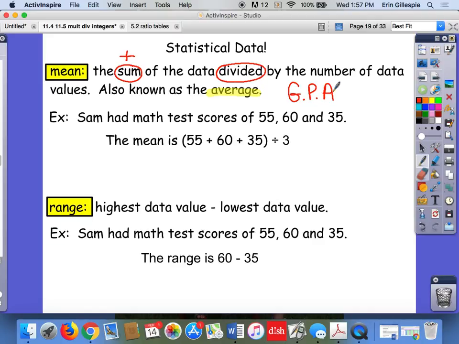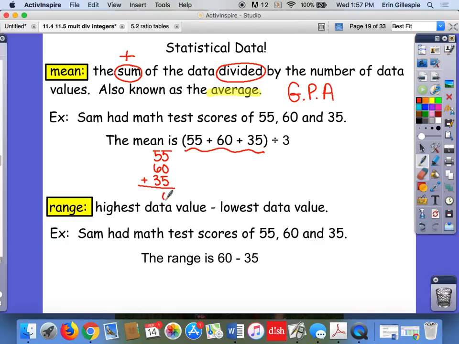So here we have an example of just an individual student and wanting to figure out what his average is. So we have Sam had math test scores of 55, 60, and 35. His mean, his average, we would get by adding these 3 test scores together and then dividing by 3 because he has 3 scores that we're finding the average of. So first would be to add. You always have to do that part first, so that's why I put it in parentheses here when showing our work. So 55 plus 60 plus 35, you may need to write that out vertically so you can figure out the answer.